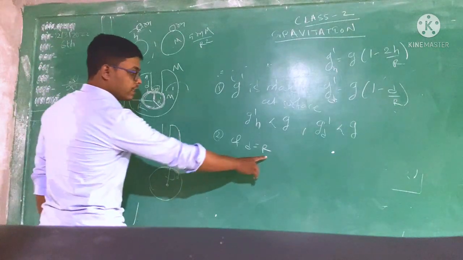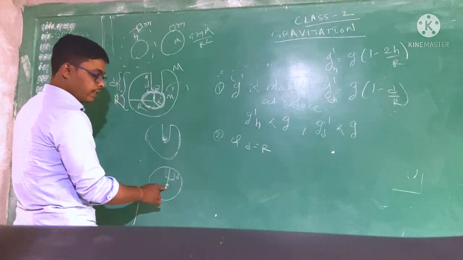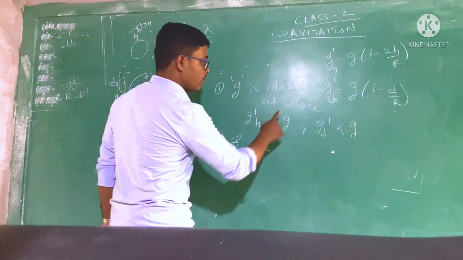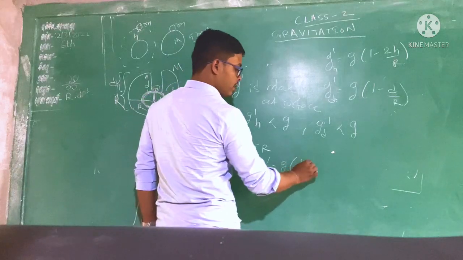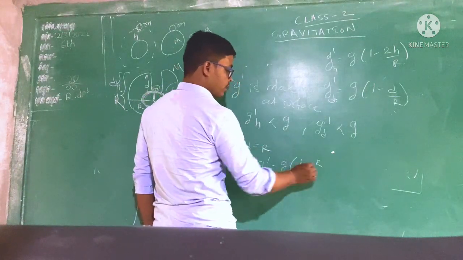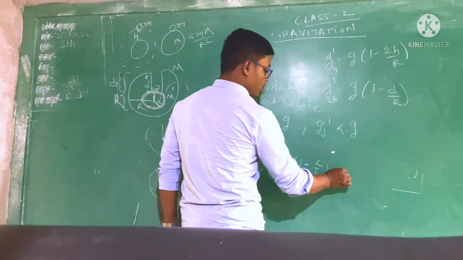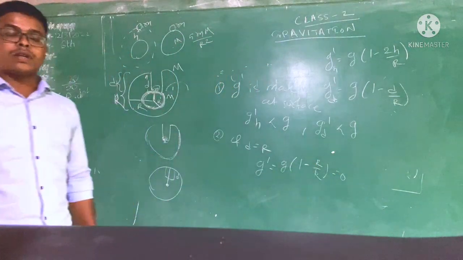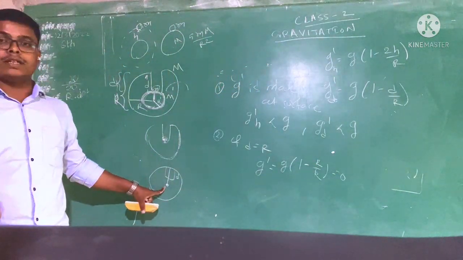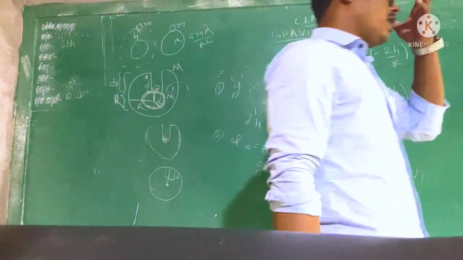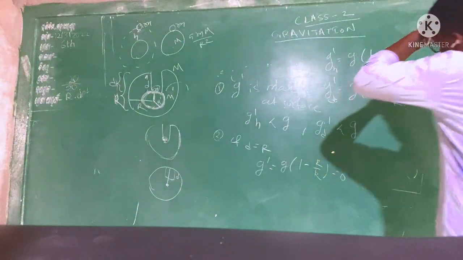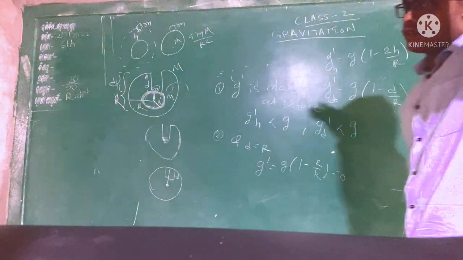If d is equal to r, that is, if we go to the center, what will be the value of g dash? That is g into (r minus d) by r. So d equal to r, so r by r, hence this is 0. Hence the acceleration due to gravity at the center is 0. Okay, so acceleration due to gravity is 0 at the center, but it is maximum at the earth surface.